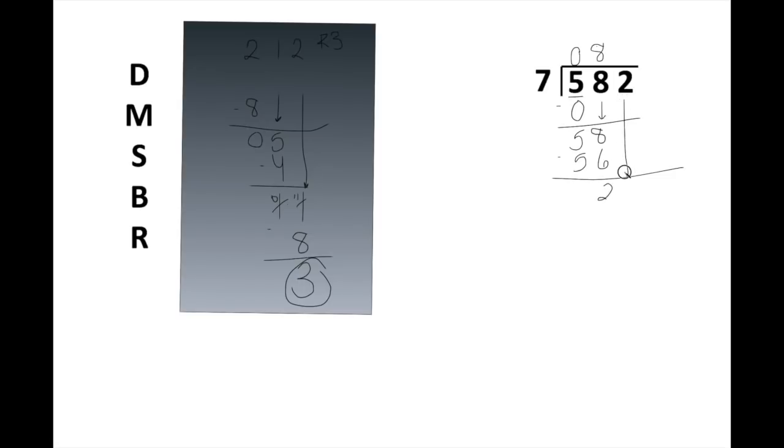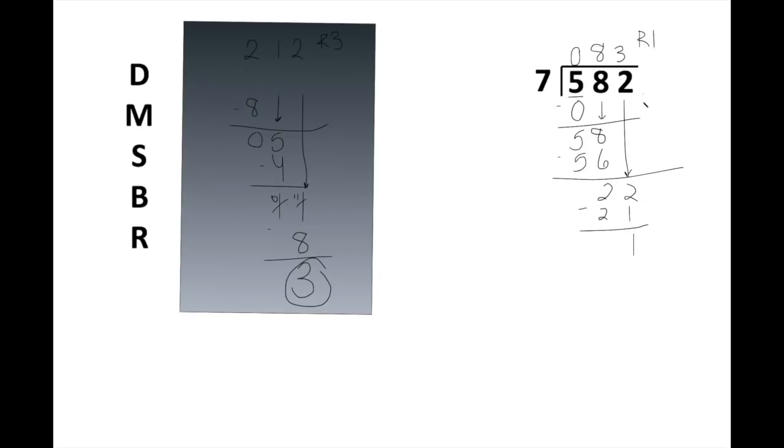Now we bring it on down. We're bringing down our 2. All right, now we are repeating because this number is bigger than our divisor. So 22 divided by 7. So 7 times what gets us as close to 22 as possible without going over? The answer to that is 3. 3 times 7, now we're multiplying, equals 21. We write it down below and subtract. 2 minus 1 equals 1. This number is smaller than our divisor, so now we have a remainder of 1.